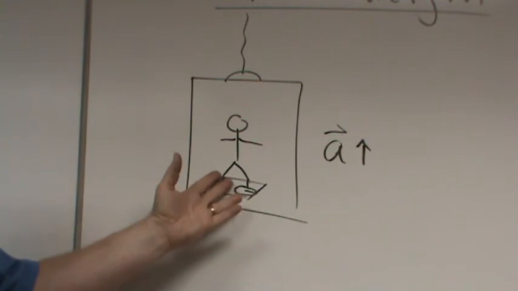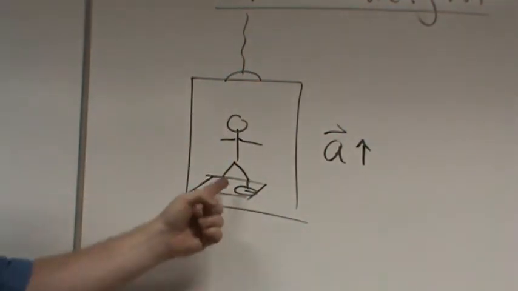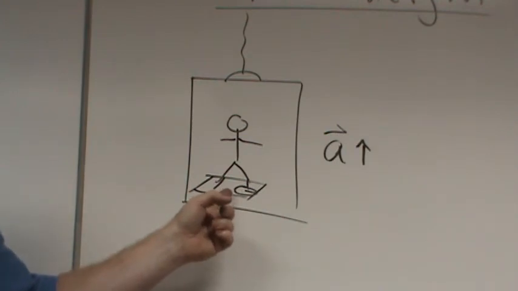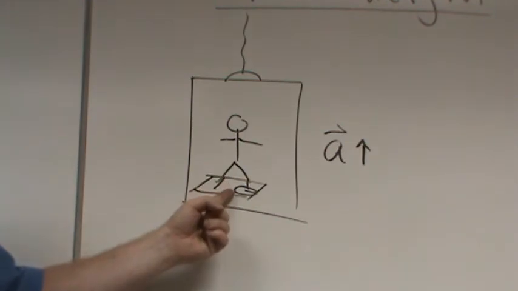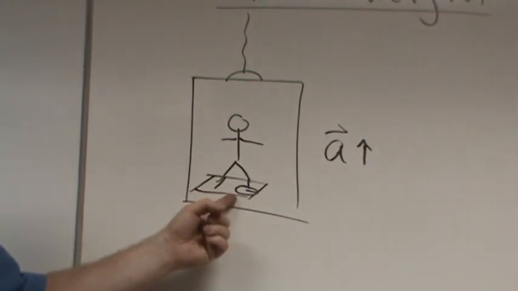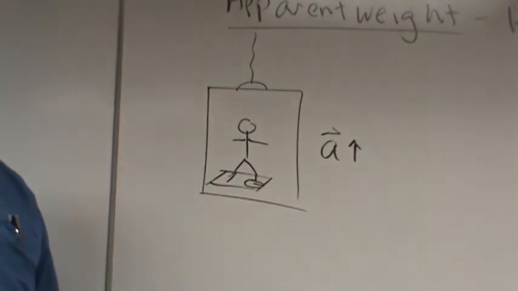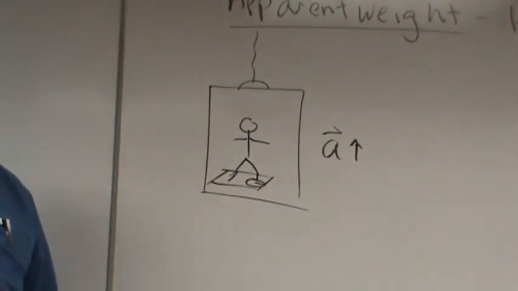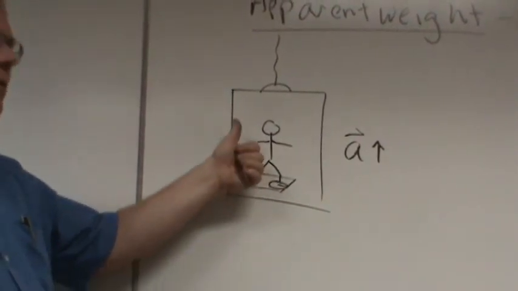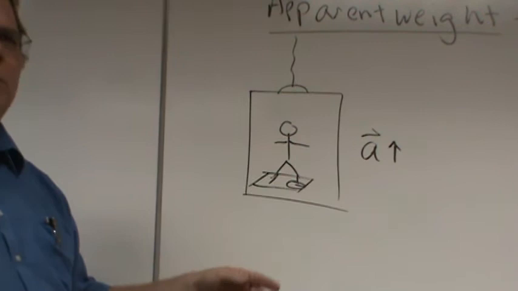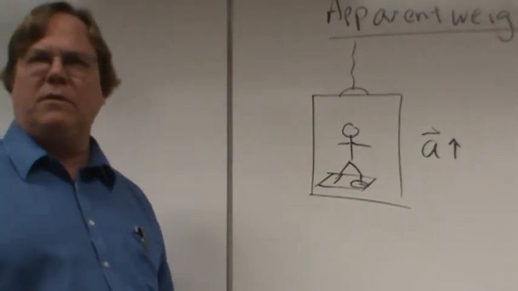So do you guys agree that it is the scale that's accelerating me upward? If I'm standing on a scale and accelerating upward, the only thing making me accelerate upward is the force that the scale is exerting up on me. And whatever force the scale exerts up on me, what force am I exerting down on the scale? If the scale was exerting 200 pounds up on me, I'd be exerting 200 down on the scale, right? Newton's third law. Which means I can read the scale and determine how much force the scale is exerting on me.